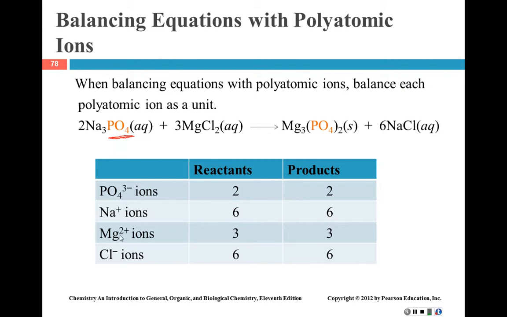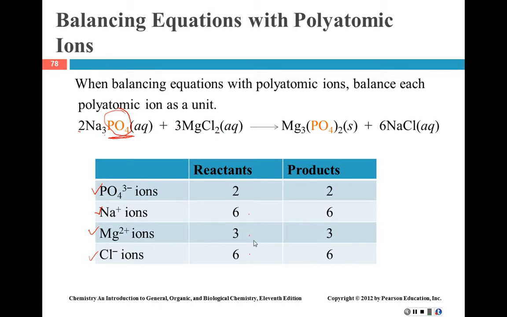Okay, so in this one we'd have sodium and a PO4 3-, which is what that ion is, and then magnesium and chlorine. And if you do that, it's so much easier. So in our original reactant, remember this is a coefficient, so that means we have 2 of these. So we have 2 PO4s. We have 2 times 3 is 6 sodiums. We have 3 magnesiums, and we have 3 times 2 is 6 chlorides.